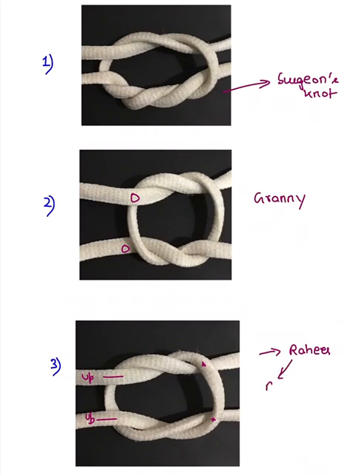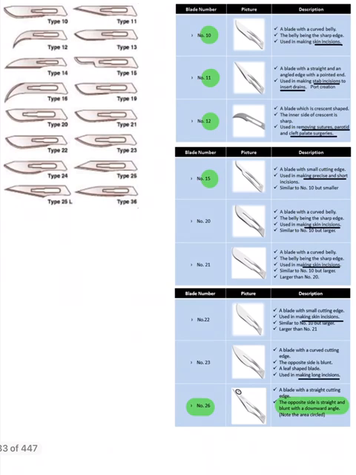So how will you see? R for reef knot and S for square knot, reef slash square knot. I think the topic for knots is short, the topic of identifying the knot. Now moving on to the next topic.